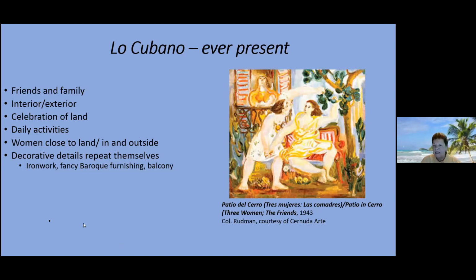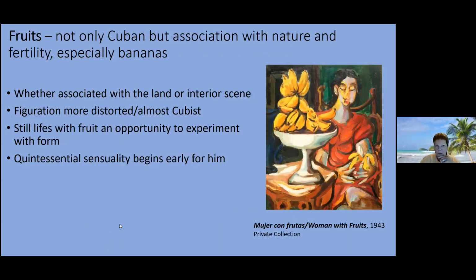and the decorative details that repeat themselves that are so representative of Cuban architecture and what we describe as Cuban Baroque. Fruits, not only Cuban fruits, but fruits associated with nature and fertility, especially bananas. We see a lot of bananas in his work. And of course, that's the male symbol of fertility. So whether the fruits are associated with the land or interior scenes, the fruits are present.